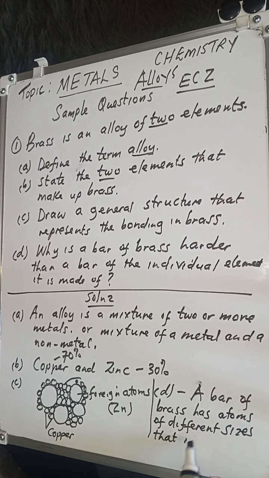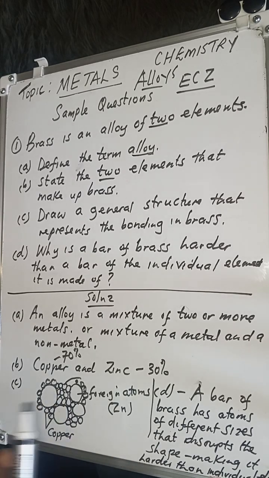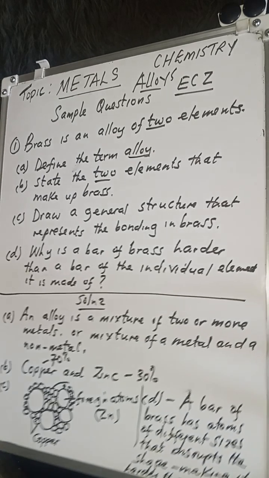that disrupts the shape, making it harder than individual elements. So that is what you need to remember. Because of the presence of foreign particles, they help to disrupt the shape of an alloy, and that makes an alloy much harder than the individual elements from which it is made. All right, so that's the way you can do it.